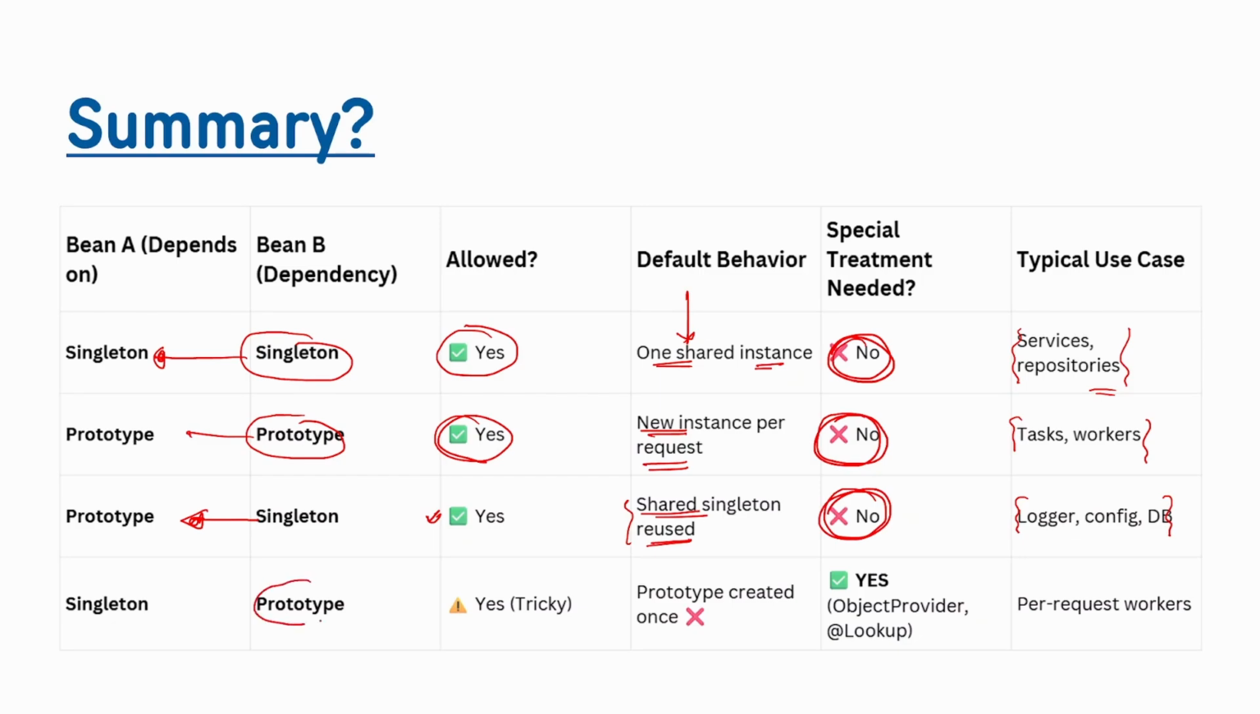Can we use a prototype bean inside a singleton bean? Yes, we can use it, but it is a little bit tricky. Its default behavior is that the prototype bean is created only once. So it needs special treatment using ObjectProvider and lookup. Typical use cases are per-request workers.